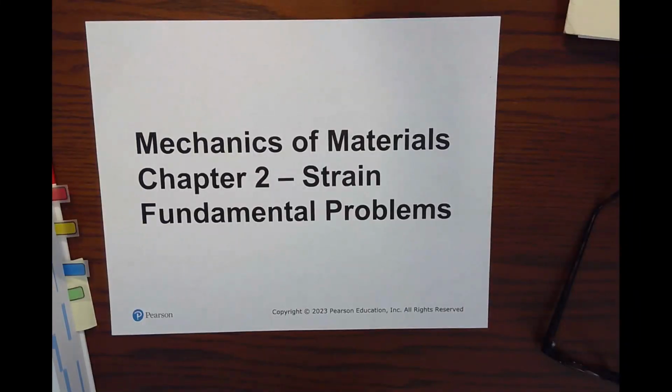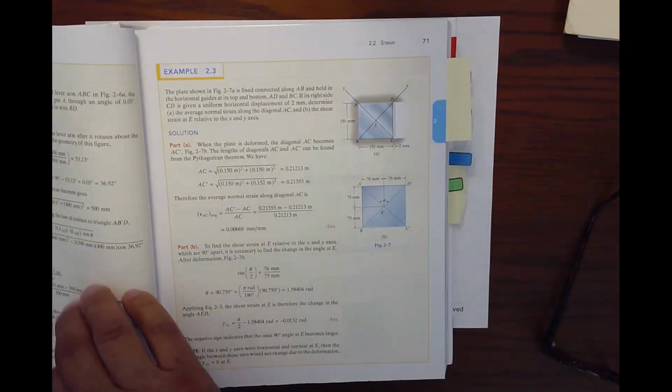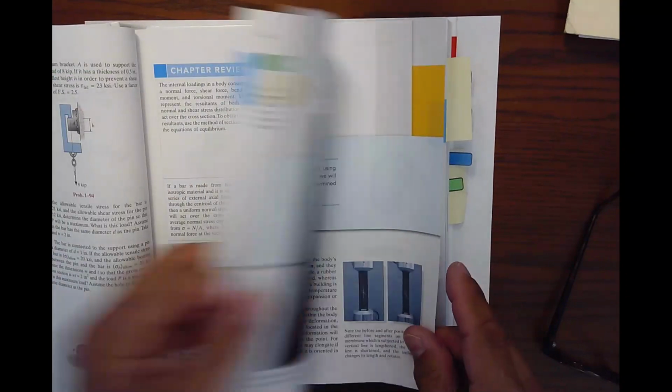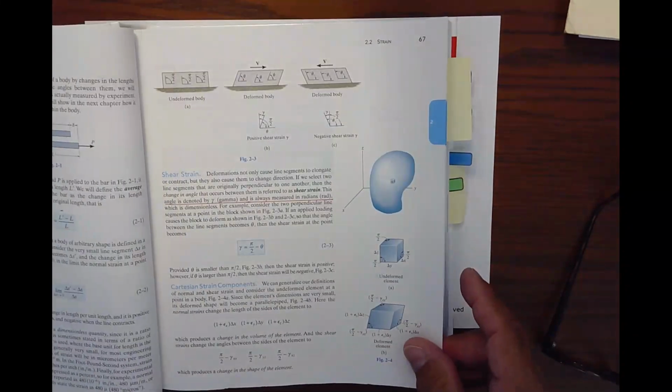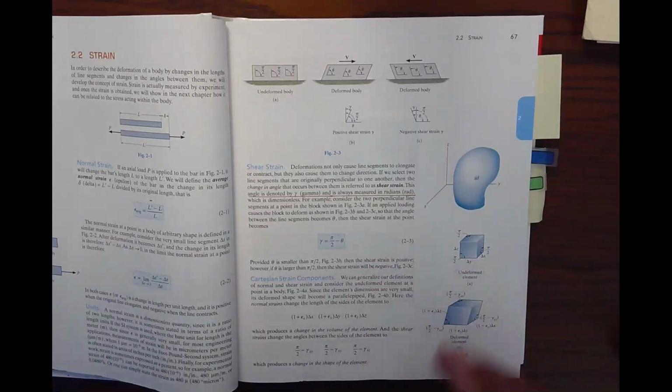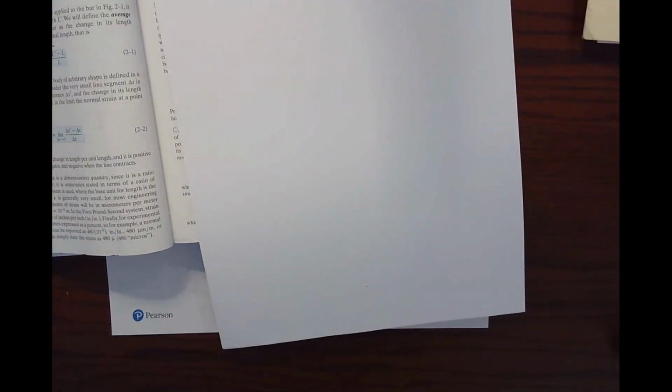Hello again. I thought we would do some fundamental problems from Chapter 2 on strain. Okay, so Chapter 2, as you recall, strain, fairly short chapter, right? We talked about a couple of key elements in the chapter, and let's just review those real quick since it's such a short chapter. We'll talk about a couple of these items.